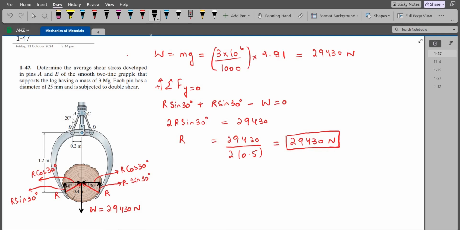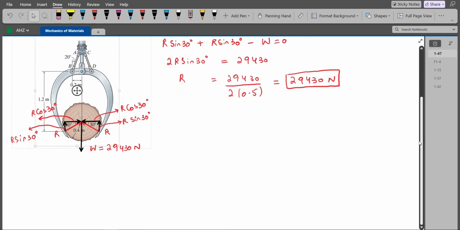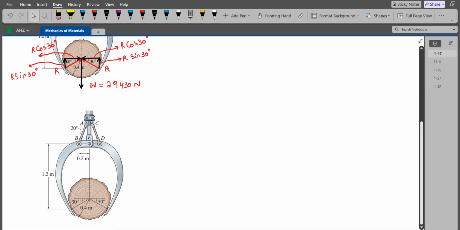Now we have to calculate the shear forces in the pins A and B to determine the average shear stress. So for our next analysis, since the grapple is symmetrical about the y-axis, we will do the analysis only on the left arm of this grapple. Let me shade it. Only on this arm of the grapple. So let me copy this image. If we just consider the left arm of the grapple and draw the free body diagram, it would look something like this.